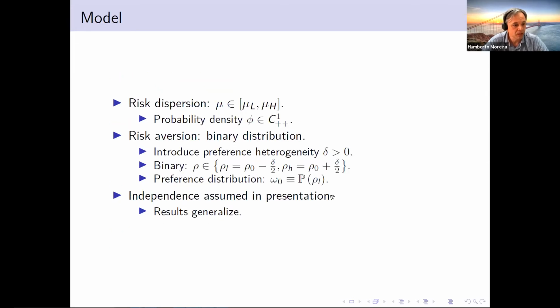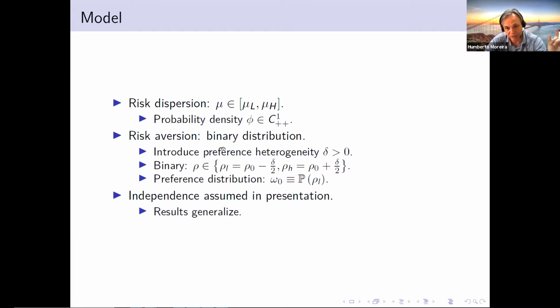Okay. So in terms of the characteristics, first, the mu is going to be a continuous parameter between mu L and mu H, the lowest and the highest possible level of risk, which in the prior distribution is given by this phi function here, which is smooth, strictly positive and smooth. And the risk aversion, which is the risk preference parameter in this model, is going to be binary, right?